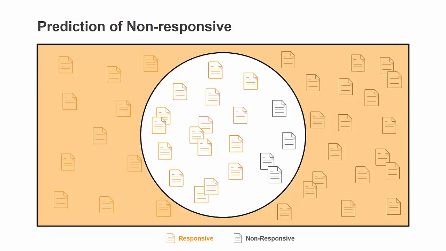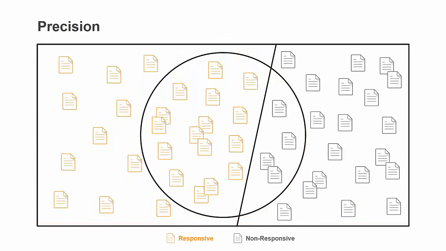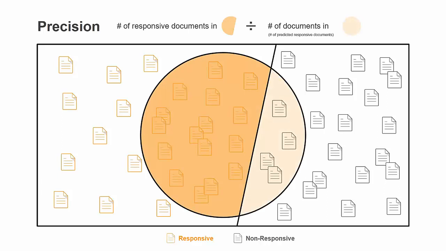Okay, so what is precision? Precision is we look at the predicted responsives and we determine what portion of them were actually responsive. So our universe is what's inside that circle. You can see along the top of this diagram, it's this left half of the circle divided by the whole circle. That's how we calculate precision.